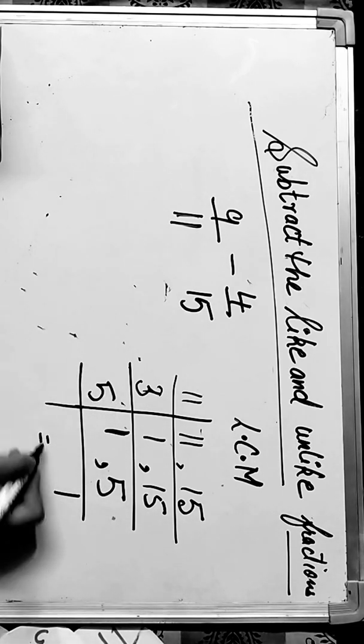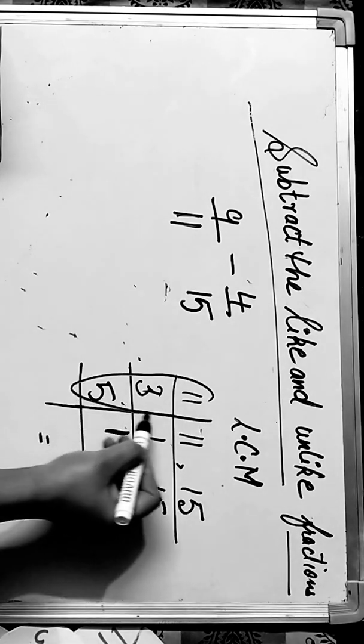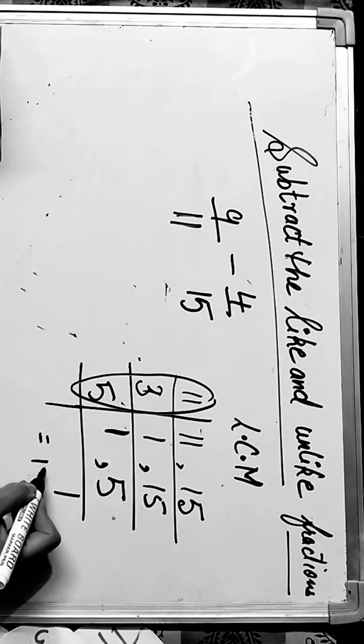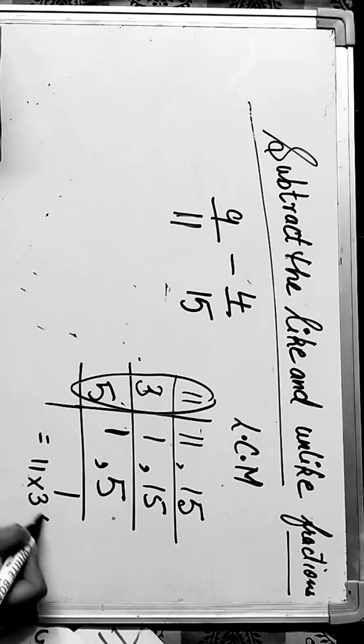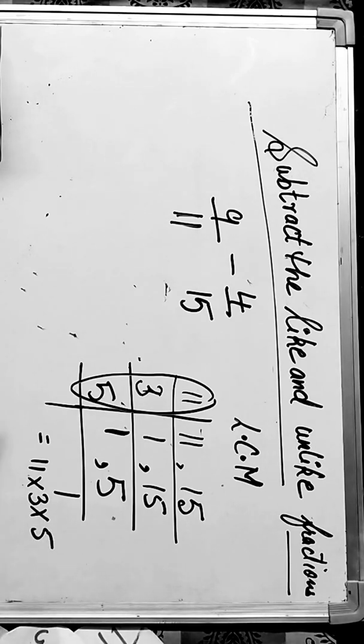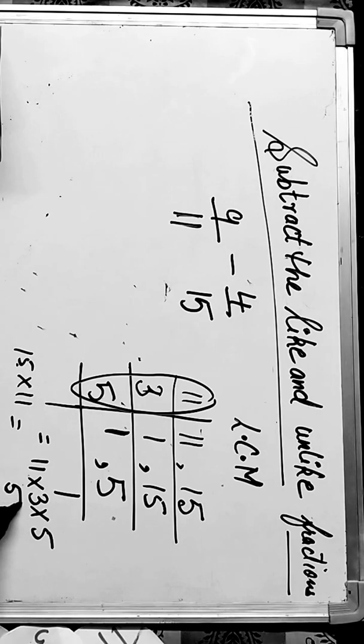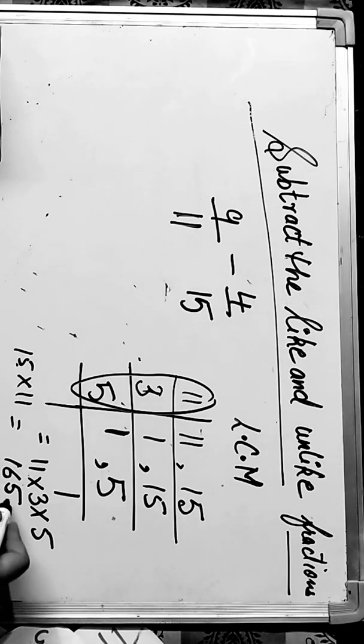Okay. So what is the LCM? We'll multiply these prime numbers. So the LCM will be 11 into 3 into 5. So this will be 15 into 11. 15 multiplied by 11. Okay. So 11 5s are 55. 11 ones are 11 and 5, 165. So the LCM here is 165.